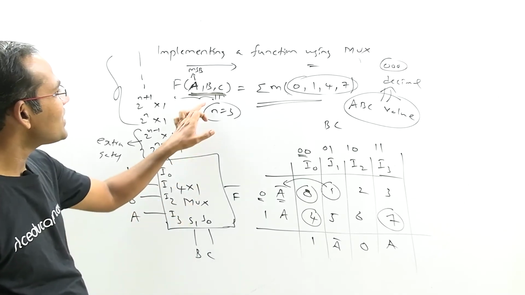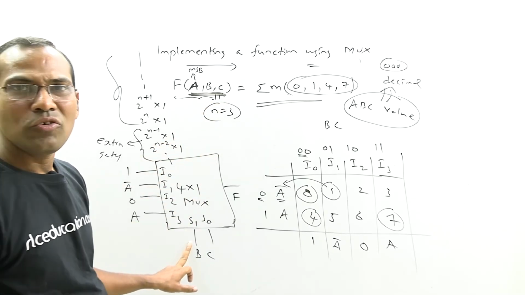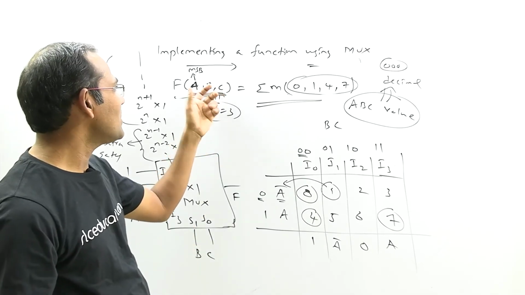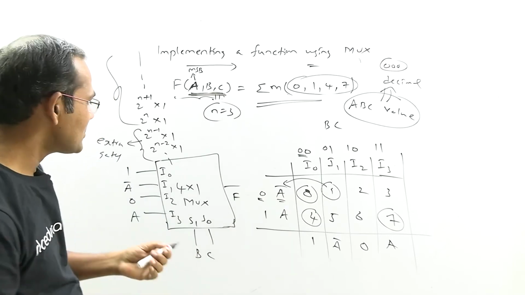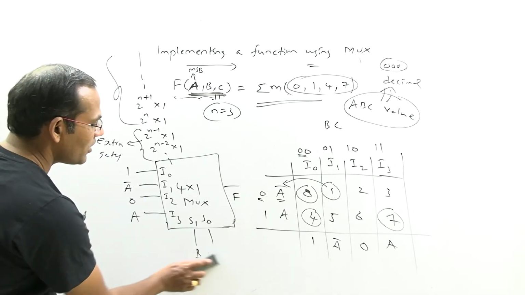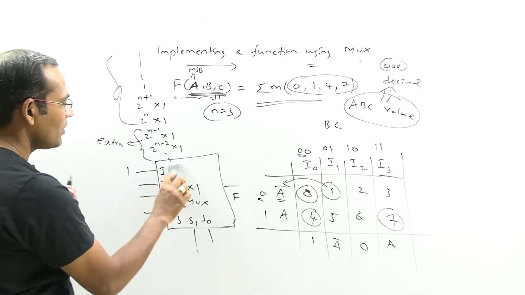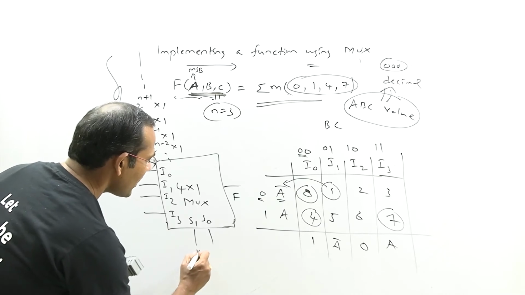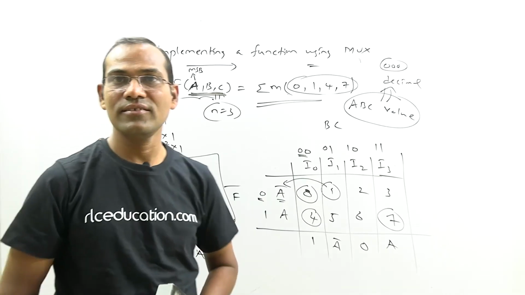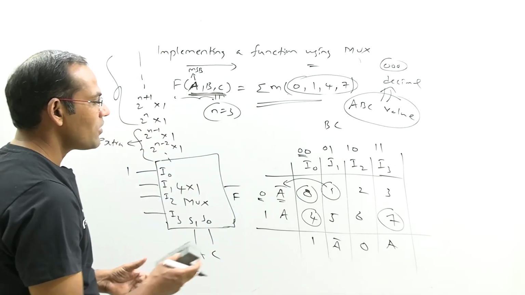So here I have selected BC for selection. No need to take BC, you can take AC or AB, it doesn't matter. Now I will explain that point also. Suppose I am applying AC for selection. Now we'll see what happens.